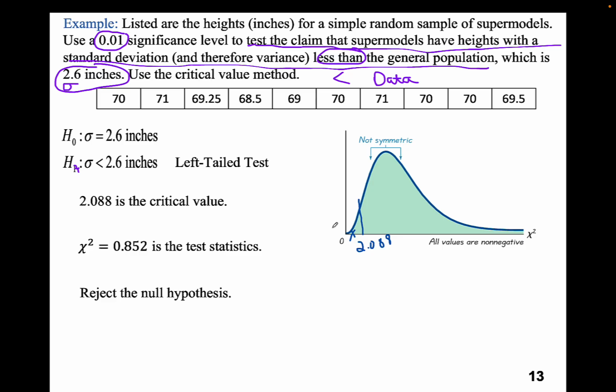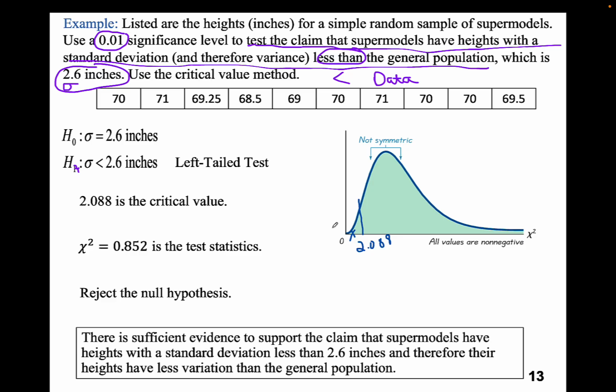And our script goes, there is sufficient evidence to support the claim that supermodels have heights with a standard deviation less than 2.6 inches, and therefore their heights have less variation than the general population.